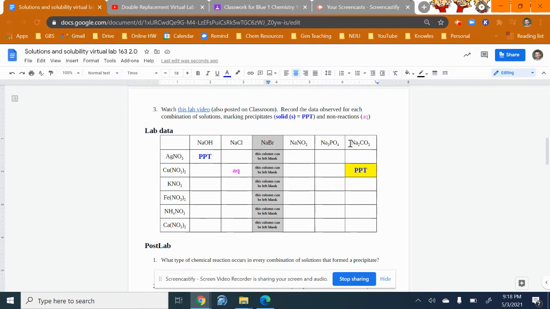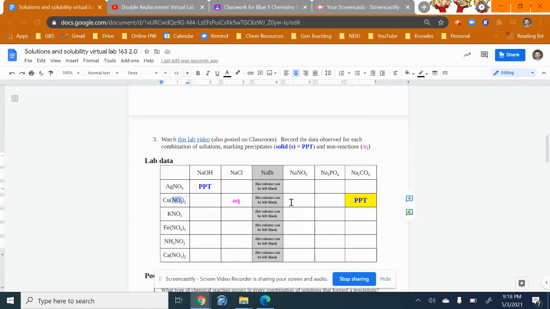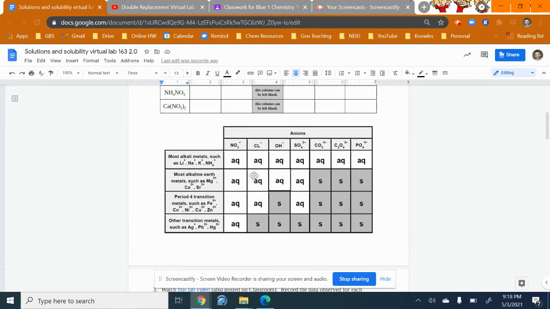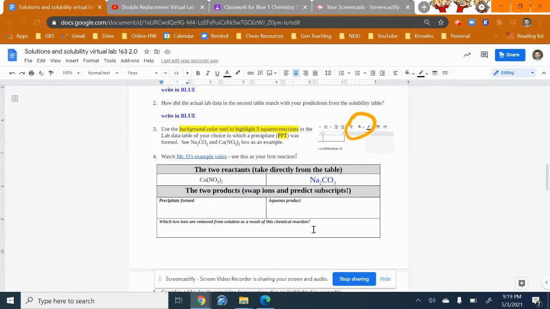I am first going to look at Na and its combination with NO3 and see what forms here. I find Na, which is in this first row, and NO3. Those would not have a reaction form. The product would still be dissolved in solution, AQ for aqueous. So NaNO3 is going to be my aqueous product. That one is going to go here, NaNO3.